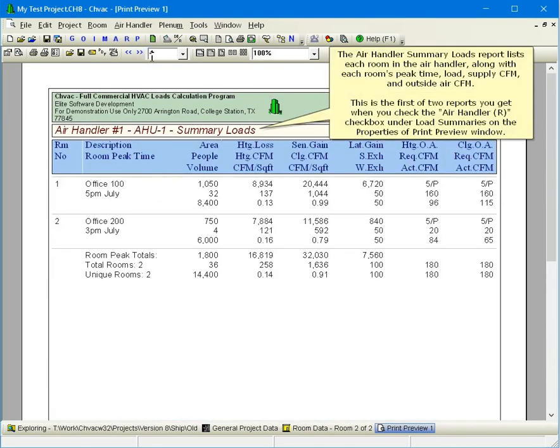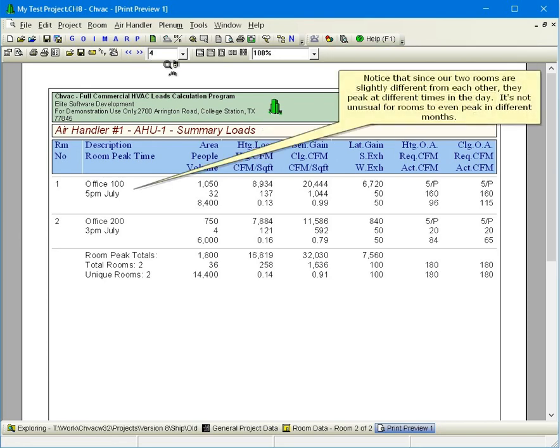The Air Handler Summary Loads report lists each room in the air handler along with each room's peak time, load, supply CFM, and outside air CFM. This is the first of 2 reports you get when you check the Air Handler R checkbox under Load Summaries on the Properties of Print Preview window.